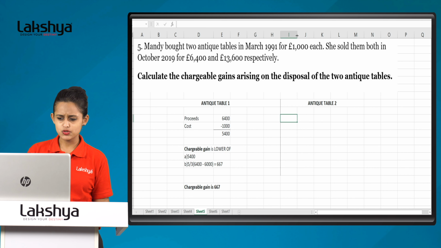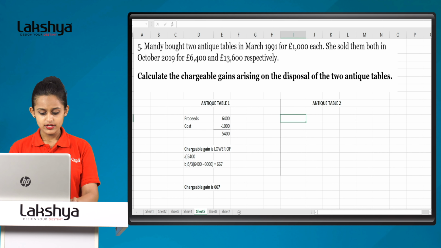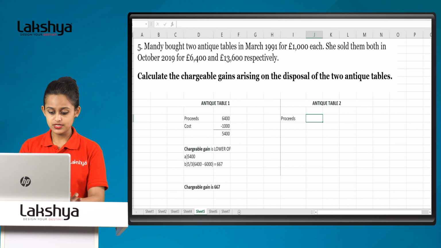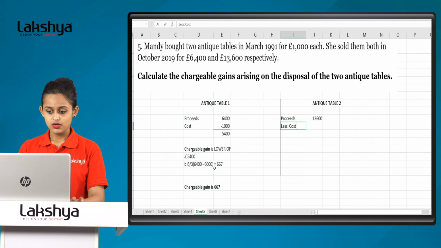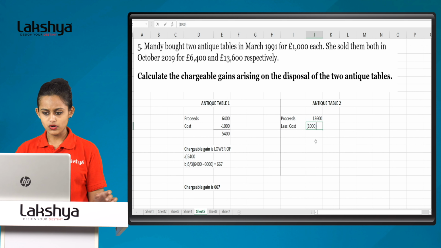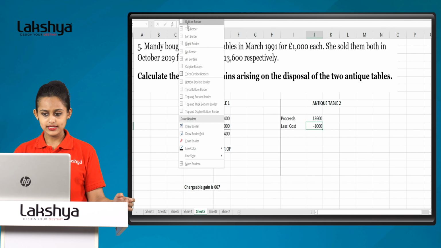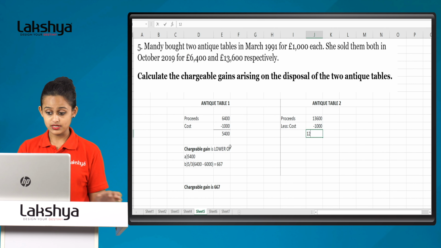I hope antique table 2 is something you can solve. Proceeds is 13,600. Less cost. What is the cost? Cost is 1,000. So that means what is our gain? Our gain there is 12,600.